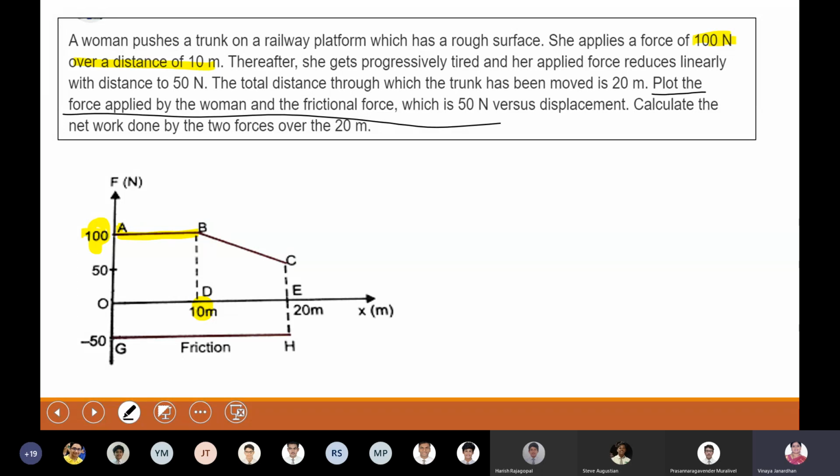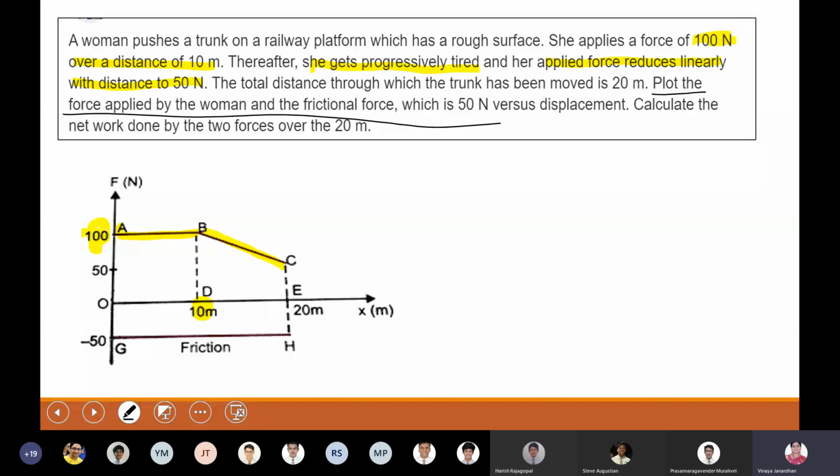Now look at the second part of the question. She gets progressively tired and her applied force reduces linearly with distance to 50 Newton. So at point B, right? When the body has traveled a distance of 10 meters, the person has become tired so that her applied force keeps on decreasing linearly. The decrease in force is represented by the line BC. So at point B, the force is 100 Newton. At point A, the force is 100 Newton.